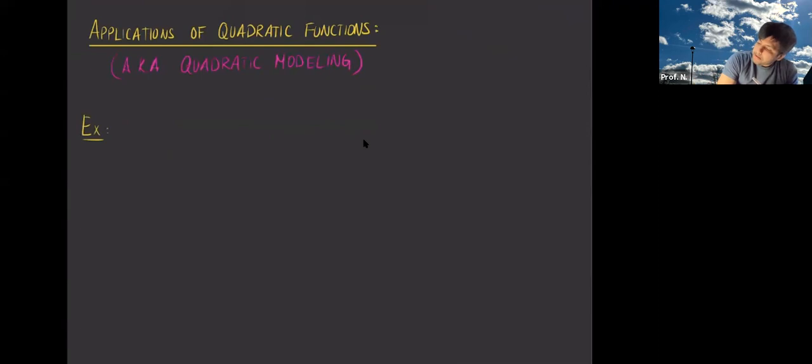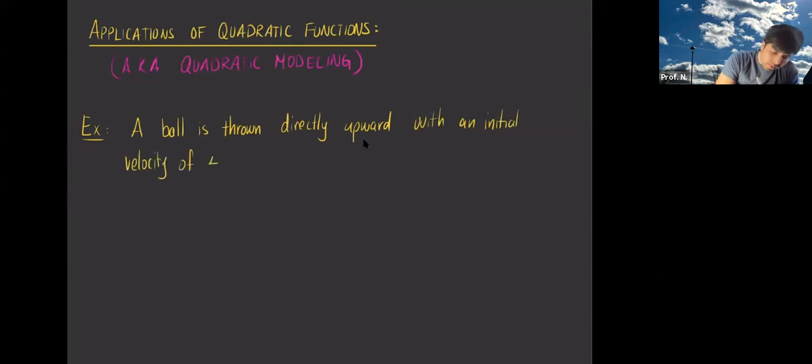A ball is thrown directly upward with the initial velocity of 40 feet per second. Okay, so I throw a ball straight up with an initial velocity of 40 feet per second.